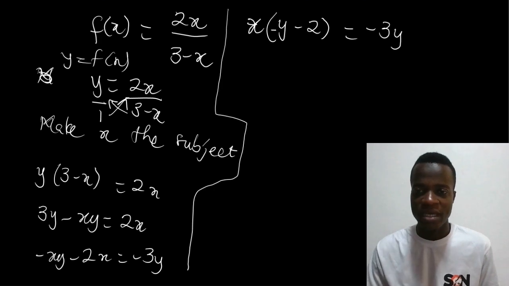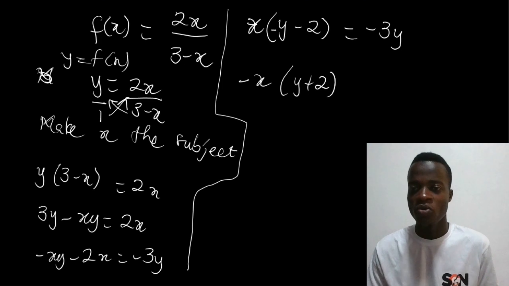So what do I have basically? I can factorize minus x out, right? So minus x multiplying y plus 2. We will do factorization. Actually, you have a concept on that and do this.